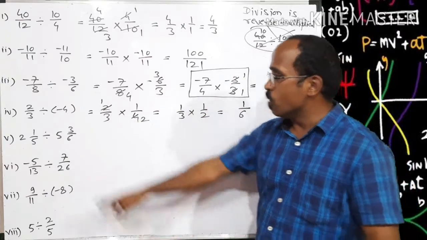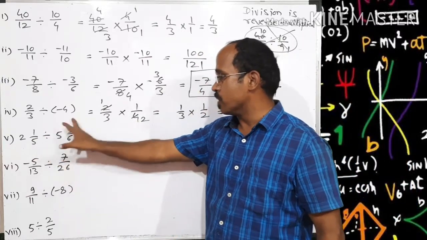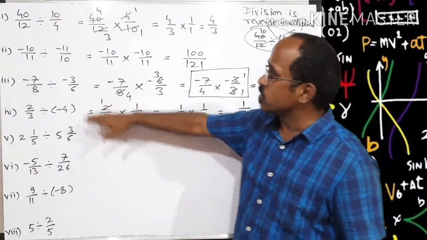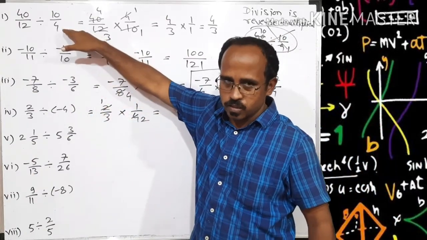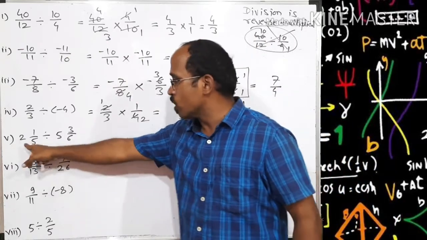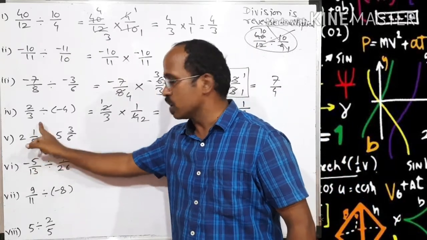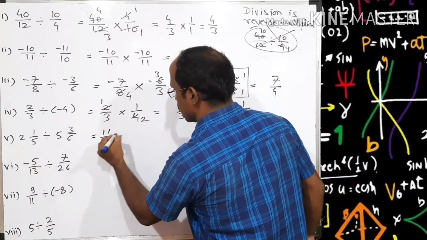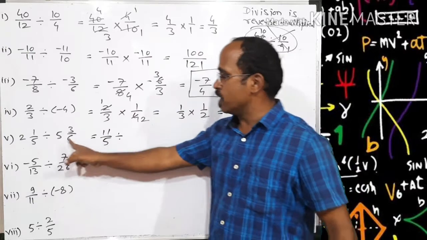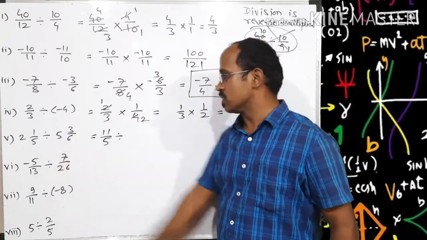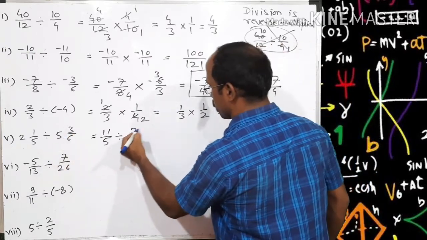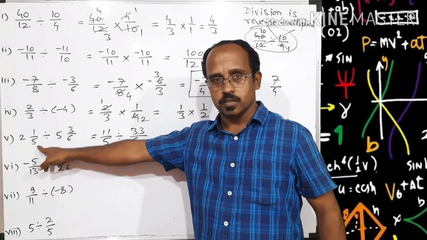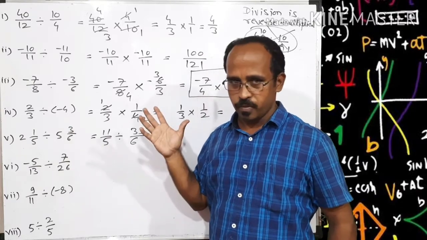Please. Now 2 whole 1 upon 5 divided by 5 whole 3 upon 6. What we have to do? We have to first convert them into improper fractions. So 2 whole 1 upon 5: 5 2s are 10 plus 1, 11. So that is equal to 11 upon 5 divided by, 5 6s are 30 plus 3, 33 upon 6. Clear? What have I done here? I have first converted this mixed fraction into an improper fraction.